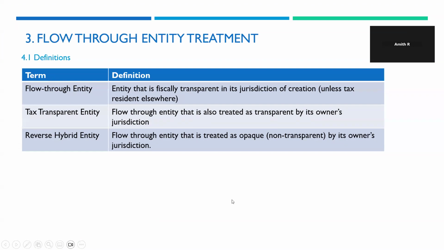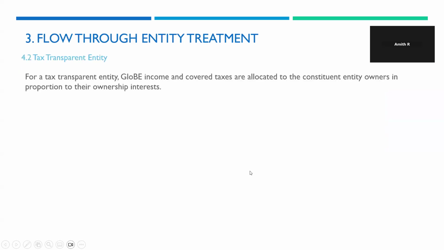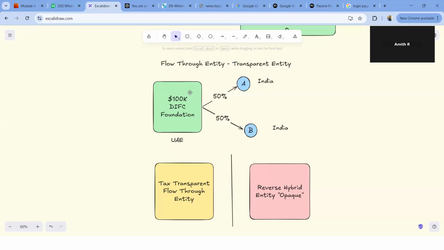The context. Now, in such a scenario, who will pay the taxes? Whether the opaque entity should pay or tax transparent entity should pay. Let's see. So if you have noted that it's a tax transparent entity, it's transparent for both the jurisdictions, then GloBE income and covered taxes are allocated to the constituent entity owners in the proportion of their ownership. So in such a case, if this is a tax transparent entity, then it just kind of goes into these two.